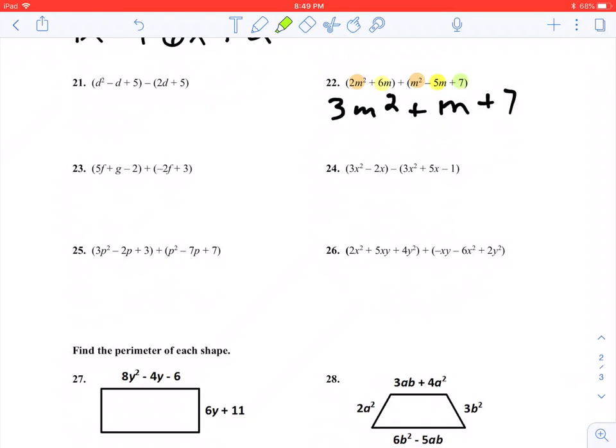We'll go in and highlight them again. We have a 5f, and we have a negative 2f. And then we have a g, and then we have a negative 2 and a positive 3. So the 5f minus 2f becomes 3f. Then we only have a g. There's no other term with that, so we're just going to write g. And then our numbers are negative 2 and positive 3, which becomes positive 1.